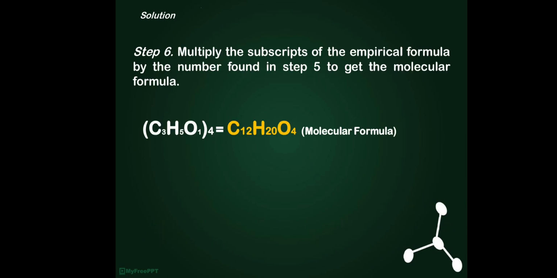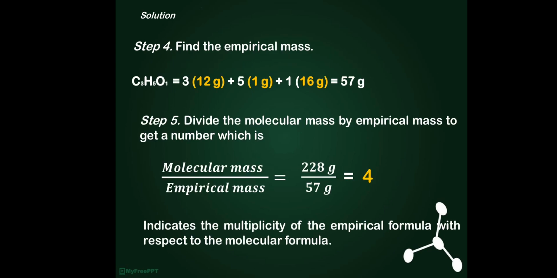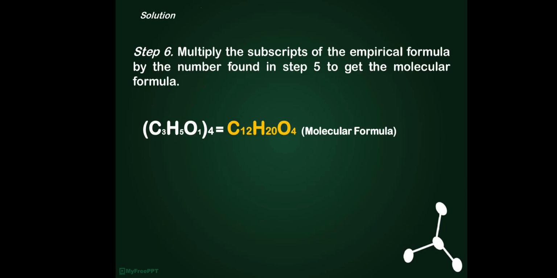Okay? So for the step 6, multiply the subscript of the empirical formula by the number found in step 5 to get the molecular formula. So it is C3H5O1 and 4. Kasi we have here, right? We have empirical. We have the molecular mass here 4. So in the step 6, it gives instruction that to get the subscript of each empirical formula, multiply the number that is found in step 5 to get the molecular formula. So just multiply the 4 here to each subunit of each element.